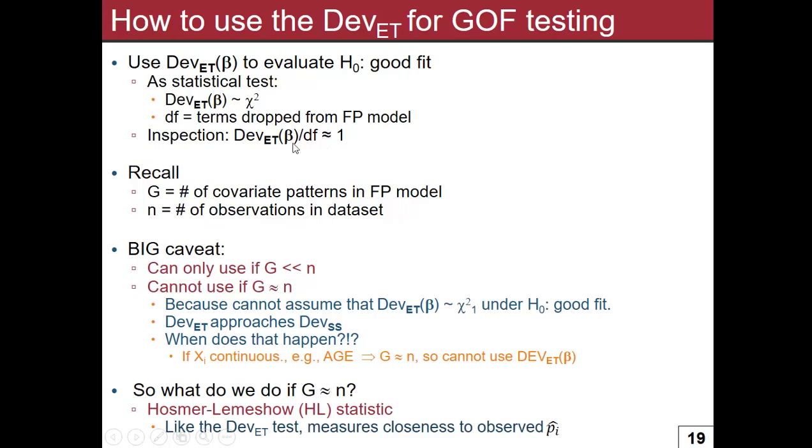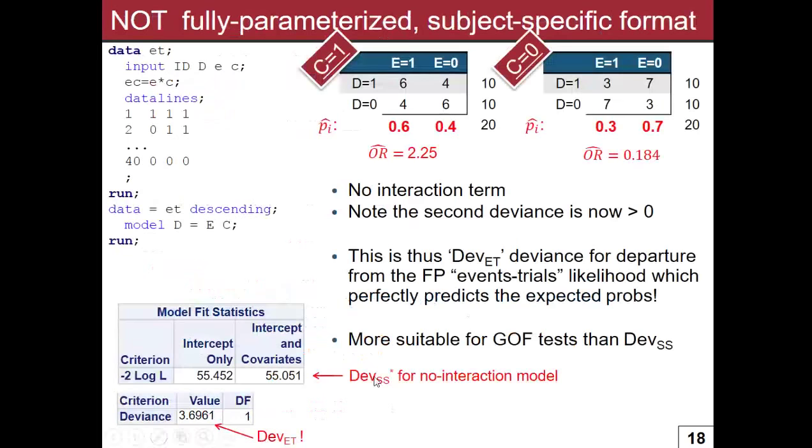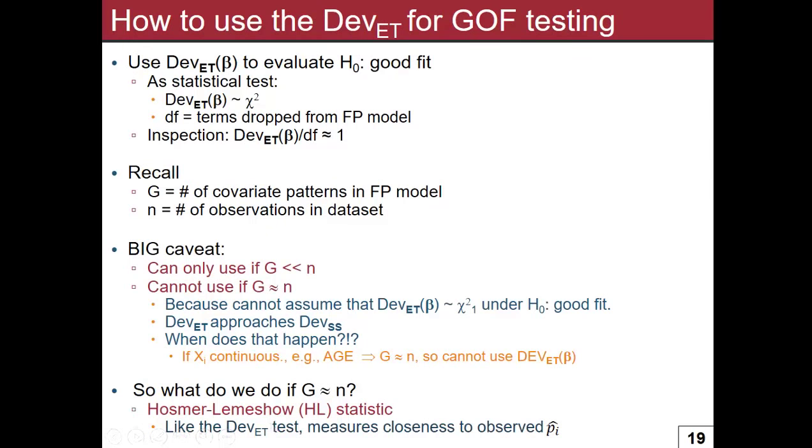And you can eyeball it: if the ratio of the deviance over degrees of freedom is about 1, then that means you have an okay fit. The null hypothesis of good fit stands. It's sort of a non-significant result. So you can just look at this ratio and eyeball it.